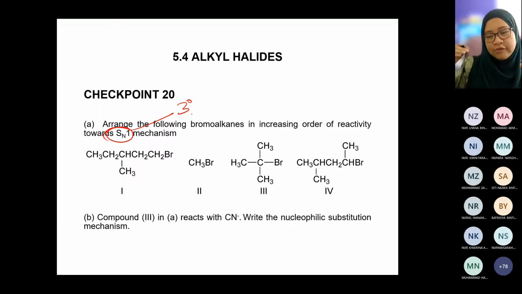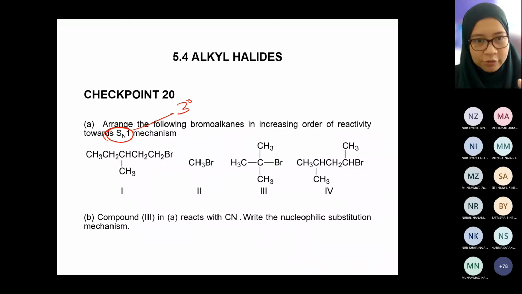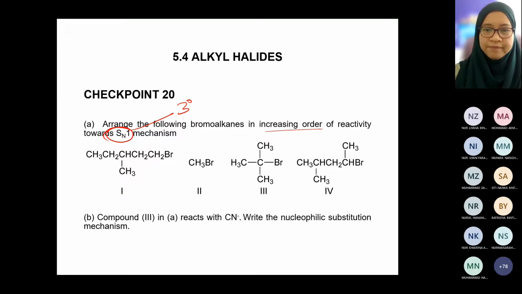And then we have two steps. First is the formation of carbocation. And then secondly, the nucleophile attaches itself to the carbon. Okay, so our job is to find the tertiary. Increasing order, from the weakest, the one that least prefers to undergo SN1, to the one that most prefers to undergo SN1. Okay, alright, so which one?